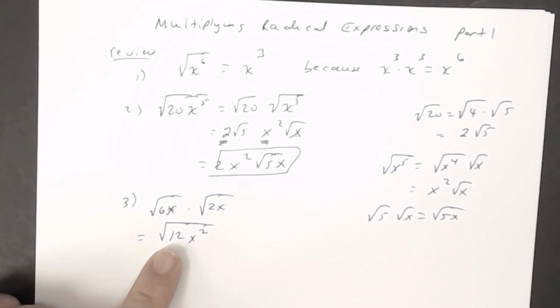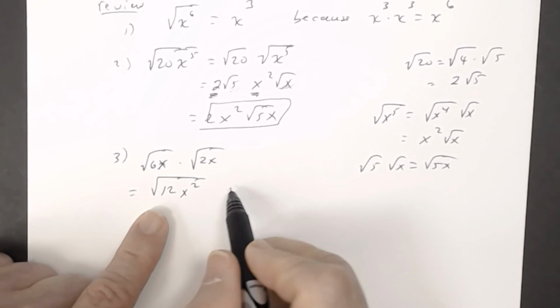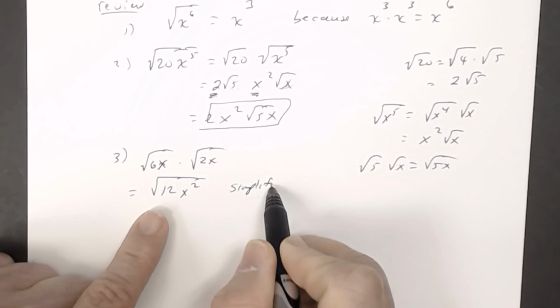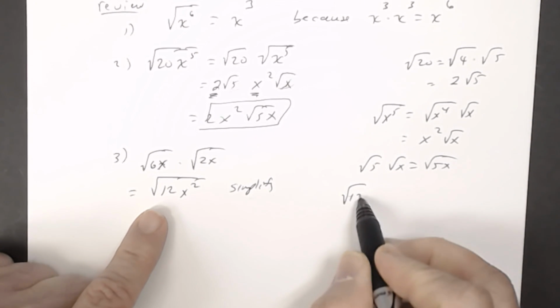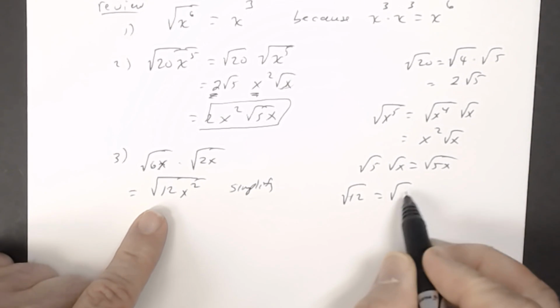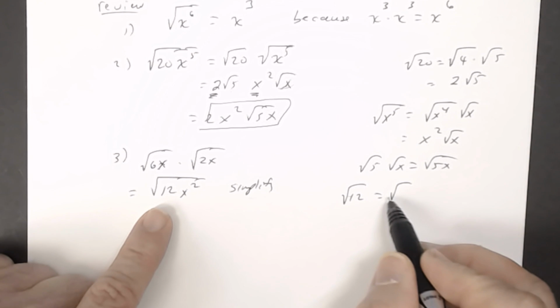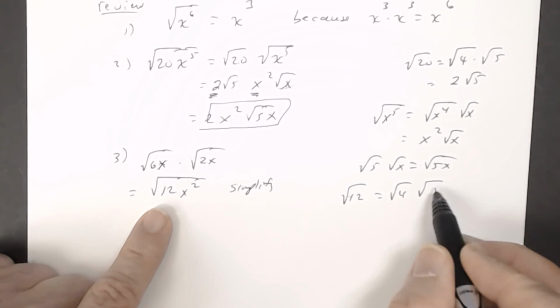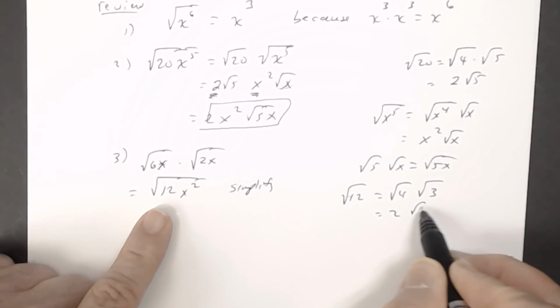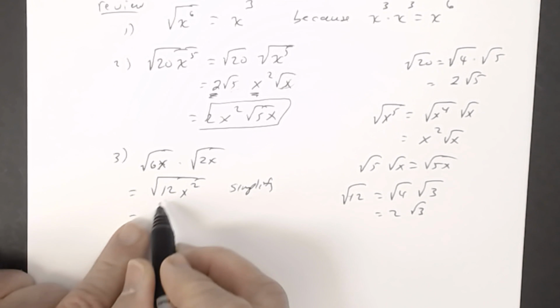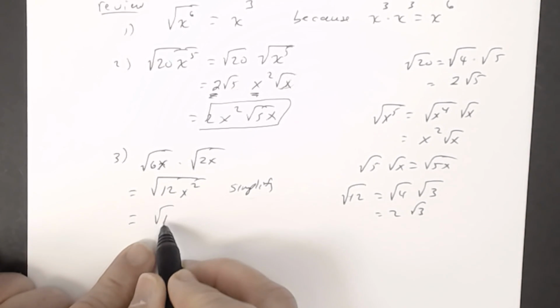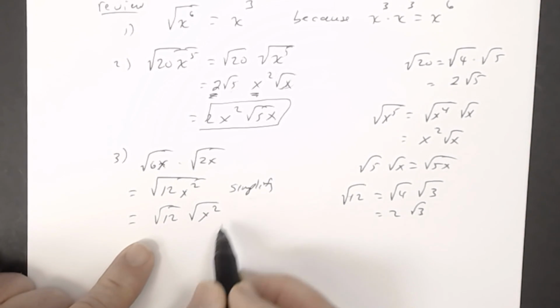So let's talk about the square root of 12. You want to simplify. Make sure you always simplify whenever you can. The square root of 12 becomes, remember the largest perfect square that goes into 12, that's 4. 4 times 3, right? So it'll be 2 square root of 3. So this right here becomes the square root of 12 times the square root of x squared.